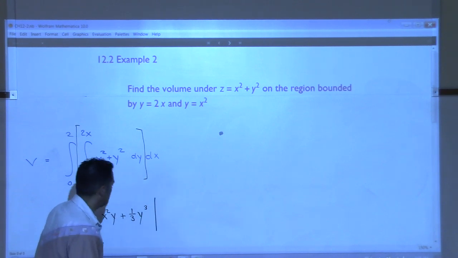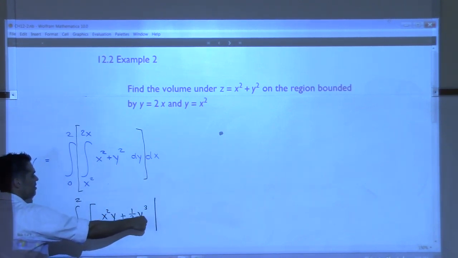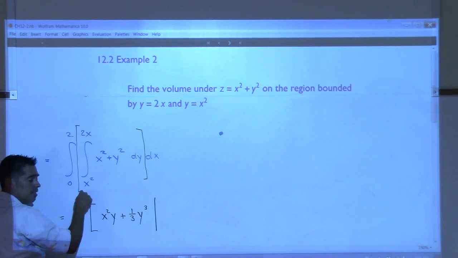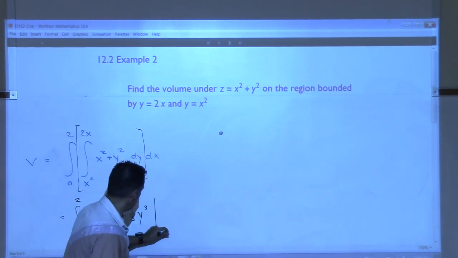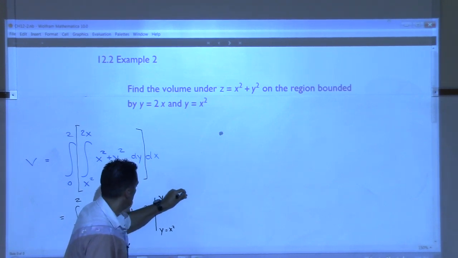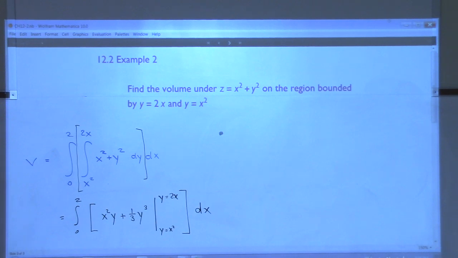And now we're going to put the evaluation bar in here. And remember I said last class, this is where you want to know what this is going to replace. And these are going to plug in for our y's, right? So it might be helpful to put y equals x squared here and y equals 2x here. Then we'll figure out what all that is. Then after we're done, we're going to do our outer integral.